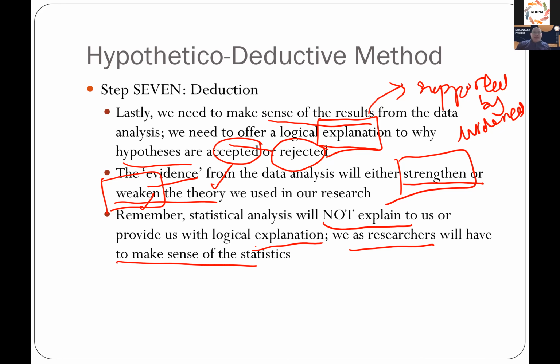When there's a relationship, nobody else explains to you why there is a relationship. So we as researchers, we need to explain why. Even if the answer is a no, we need to explain why it is a no. Okay, no significant relationship. So the researcher plays a very important role.